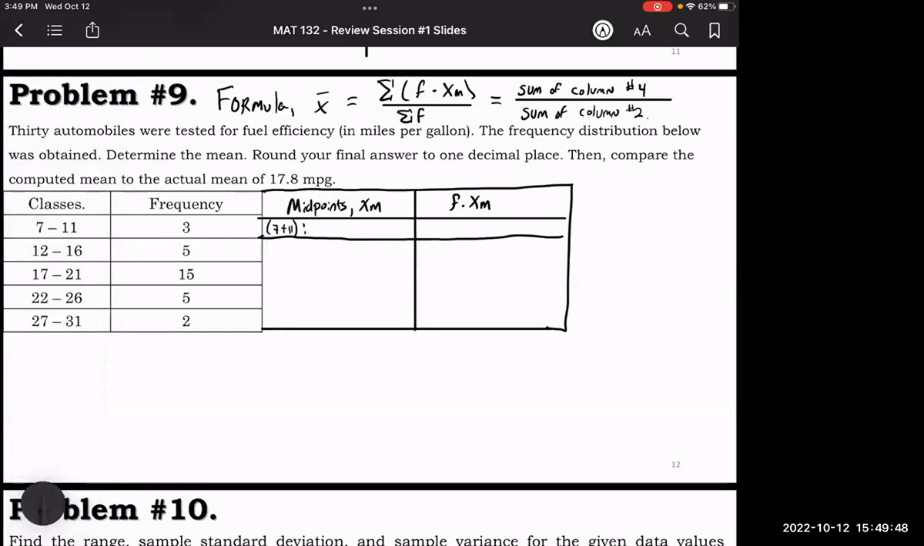This is going to equal 9. Okay, and then to fill out the last entry box there, you take the frequency times the midpoint for that row. So what's 3 times 9? 27. Okay, and now we're going to repeat this process. The next class is going to have a midpoint of what? 14, right? You take 12 plus 16, divide that by 2, you're going to get 14. And then you do 5 times 14.